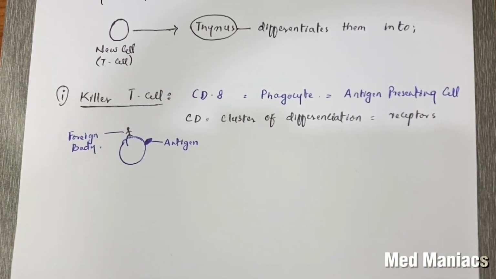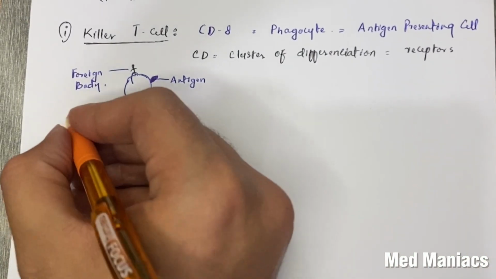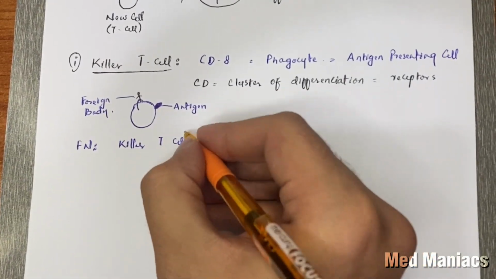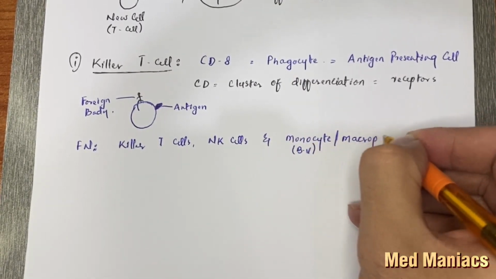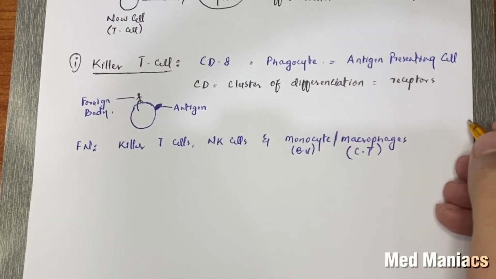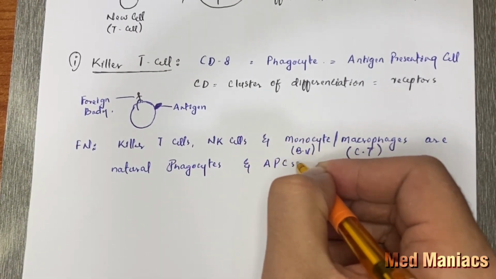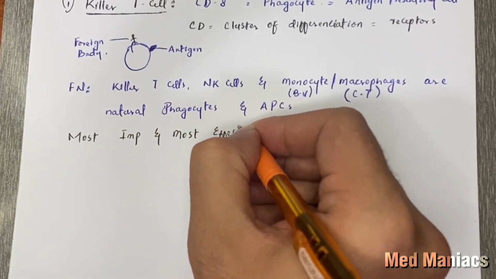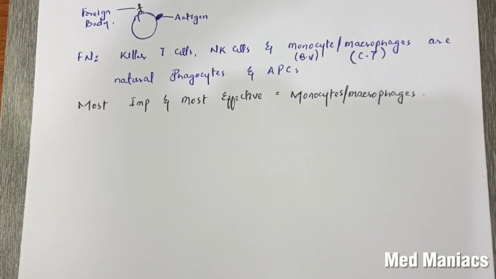After the foreign body is destroyed, the killer T cell presents the antigen on its surface, and this is why it is called an antigen presenting cell. We must remember that killer T cells, natural killer cells, and monocytes or macrophages are natural phagocytes and antigen presenting cells. The most important and most effective phagocytes and APCs are monocytes and macrophages.